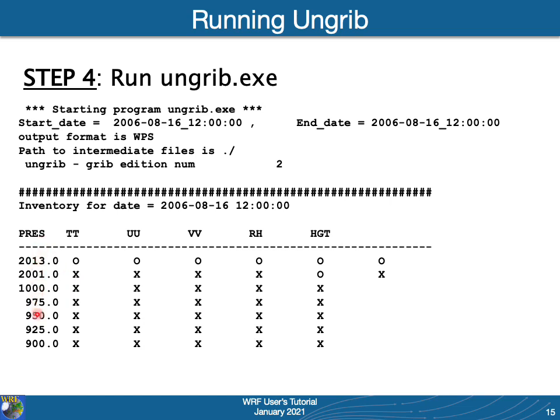The first column gives the pressure level of the field that was found in one of the grib files, and the first row gives the name of the fields as described in the vtable file. So an X means that the U field was found at pressure level 2001, and an O means that this field was not found at this level. It's worth pointing out that the ungrib program and the rest of the WPS use two special codes to refer to surface and sea level. So 2001 is the code that's used to indicate surface data, and 2013 is the code that's used to indicate sea level data.